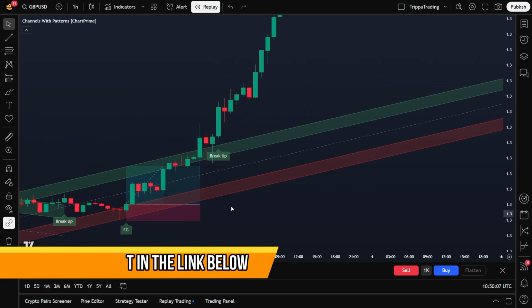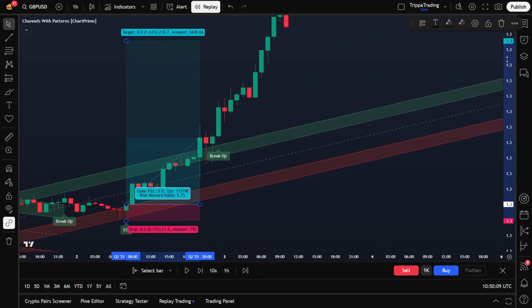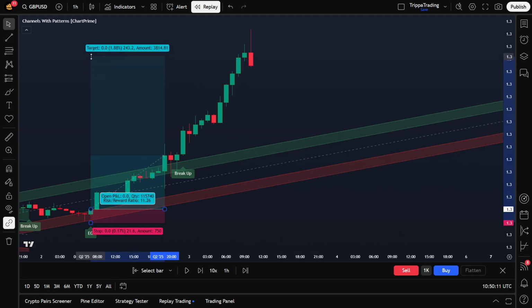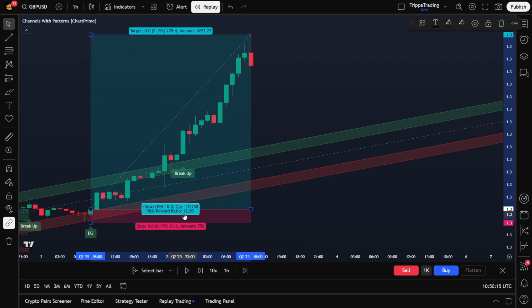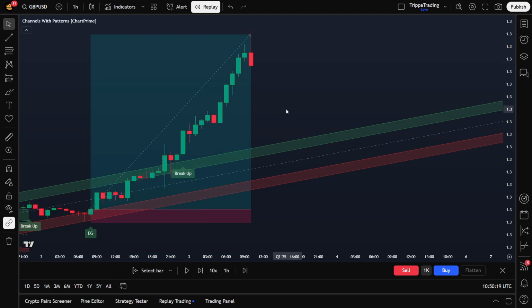When using this indicator, try to trade in the direction of the overall market structure. If the broader trend is bullish, prioritize long trades at the lower band and be cautious with sell trades. This alignment increases probability. Now let's go through a sell trade example.